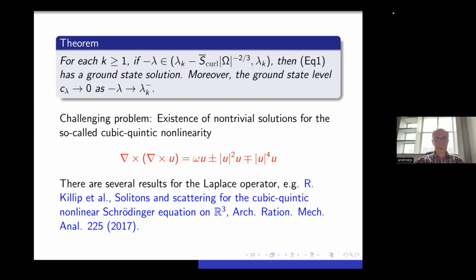And here, let me also mention a challenging problem: whether there exists a non-trivial solution for what is called cubic-quintic nonlinearity. For the Laplace equations, there are some results. Here I mentioned one of them. And it says that if omega is in a proper interval, then there will exist solutions, or there will exist ground states, but not otherwise.